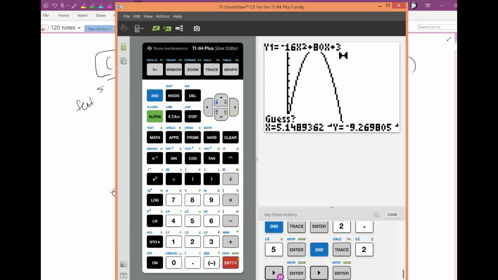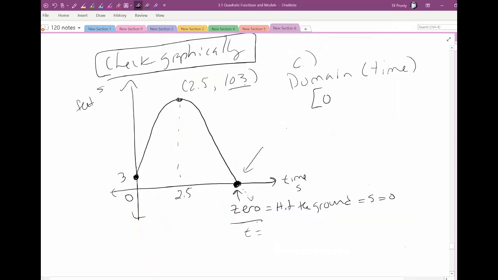And so there's my first negative value. Hit enter. I don't usually move it for the guess, I'm just going to hit it. And so it hits 0 at about 5.037 seconds. Sorry, I think I said that wrong. And since it's an estimate, I'm going to go ahead and round that to 5 seconds. So the ball is in the air for 5 seconds. From the moment it's hit, it maxes out at 2.5, and then comes back down to the earth in 5 seconds. Alright, so the domain is 0 to 5.